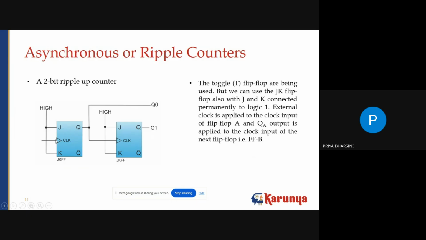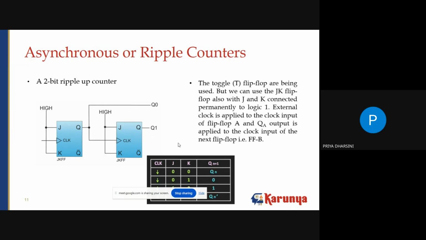Here also, just remember there is one bubble that is missing. Both clocks have to be given to a negative edge only. So you need to include a bubble before the clock in both these flip flops, okay? And the output of one flip flop is given as the input clock to the second flip flop. It goes on. Okay, so now let's do the same operation.